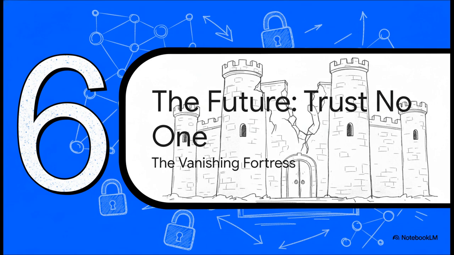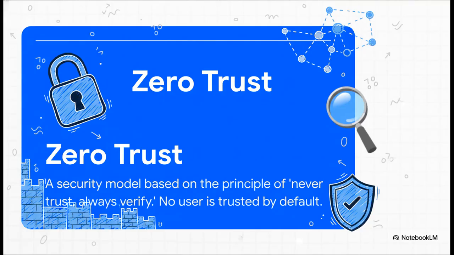And this brings us right to the future of security. Because this whole idea of a fortress, a secure inside and an insecure outside, that entire concept is starting to just vanish. It's being replaced by a radical new philosophy. And that philosophy is called zero trust. The core principle is exactly what it sounds like. Never trust, always verify. It just assumes that threats could be lurking anywhere, even inside your own network. There is no more trusted inside. Every single request for access has to be strictly verified, every single time, no exceptions.